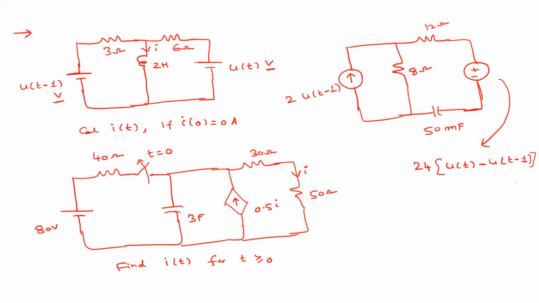Okay, sir. So what is the meaning of this one? Anyone tell? Sir, it means that the value is 24 between 0 and 1 second, and the rest is 0. Yeah. Good. So that means at 0 it is closed. At 1 second, it is open, right? Okay, we'll discuss these things in our tutorial session.